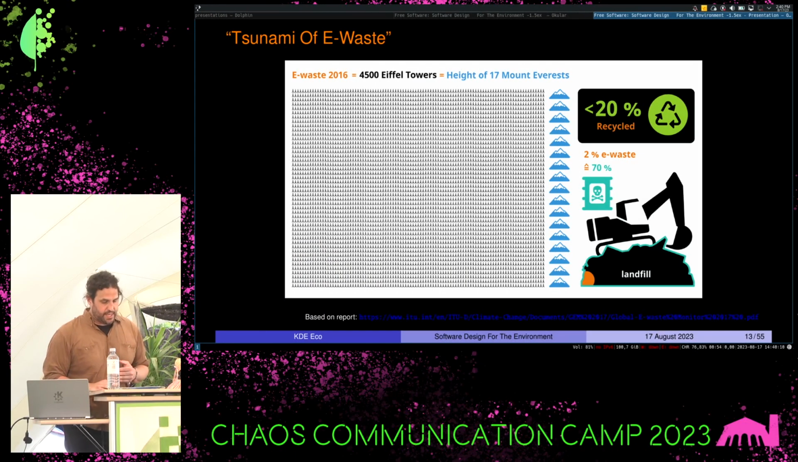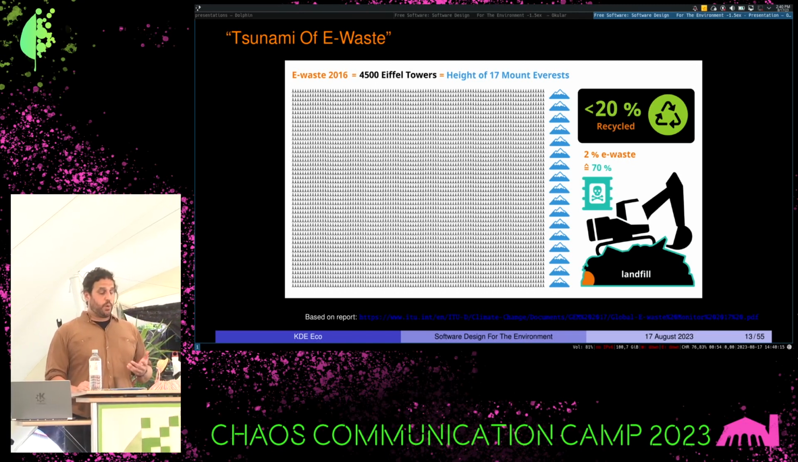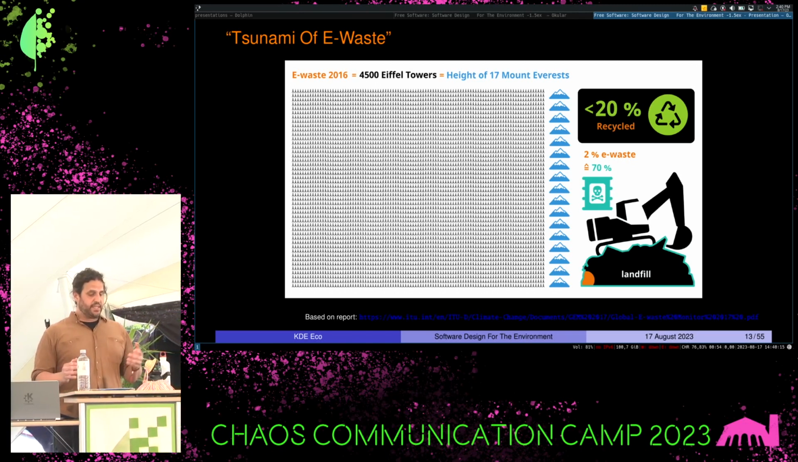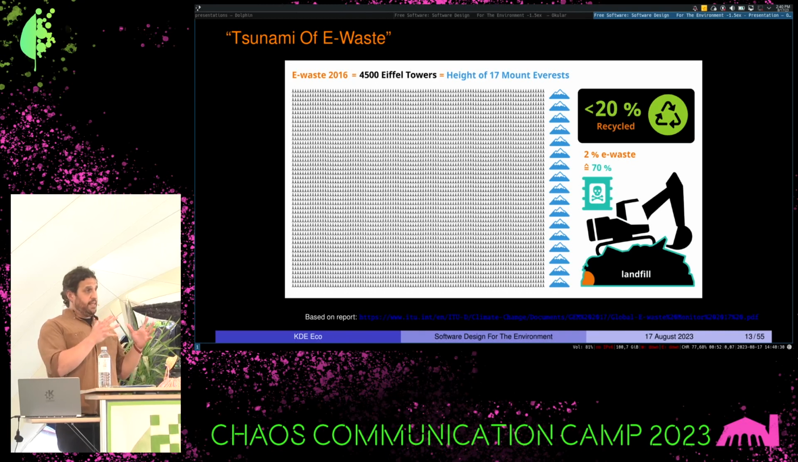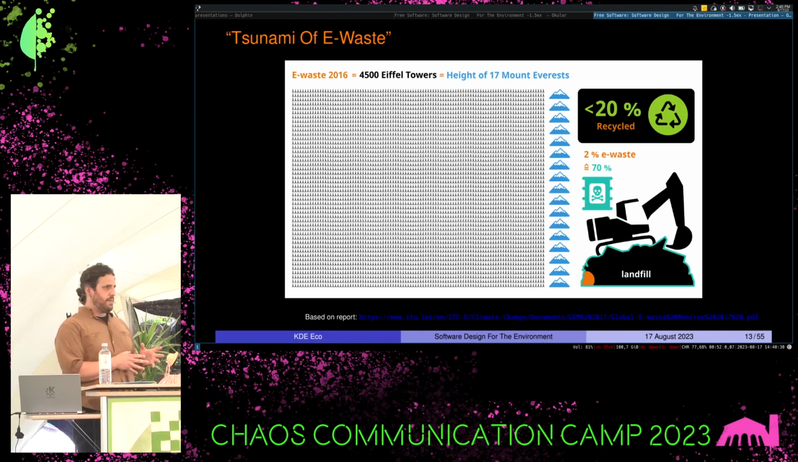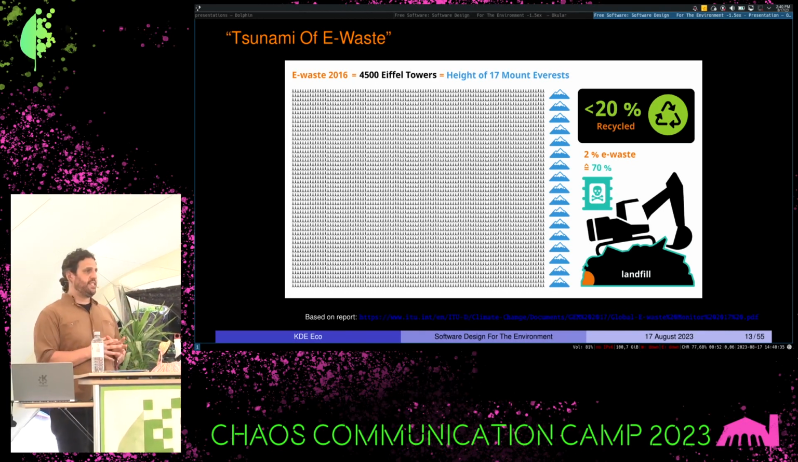In 2019, the World Economic Forum said that e-waste is the fastest growing waste stream in the world. 2022, 60 million tons of e-waste, a 33% increase. Of that e-waste, about 20% is estimated to be recycled. And in what ends up in the landfill, although e-waste accounts for about 2% of the total waste, it's 70% of the toxic waste.